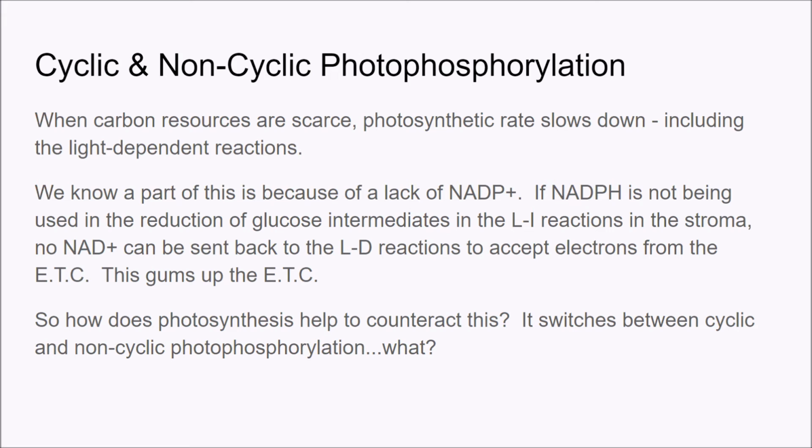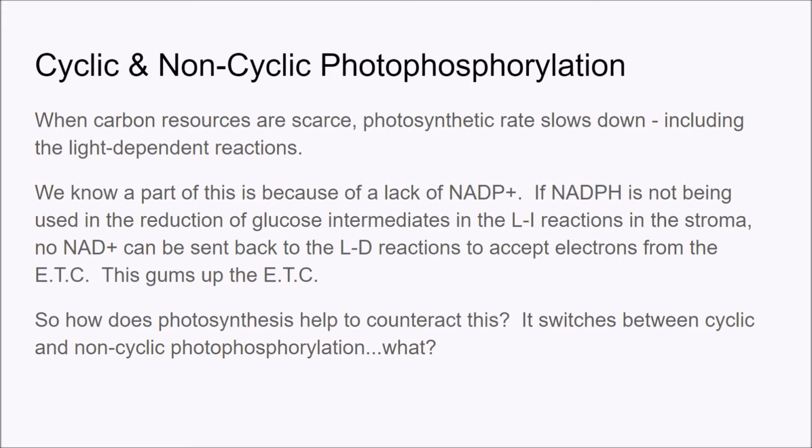Okay, so we did an experiment, and I know the experiment kept being delayed because it was taking a long time. But we know that when carbon resources are scarce, the photosynthetic rate tends to slow down. And we talked about this before. We said that that was because if we weren't using NADPH to power the fixation and reduction of carbon in RuBP in the Calvin cycle, then we wouldn't regenerate any more NADP+. We'd run out of it.